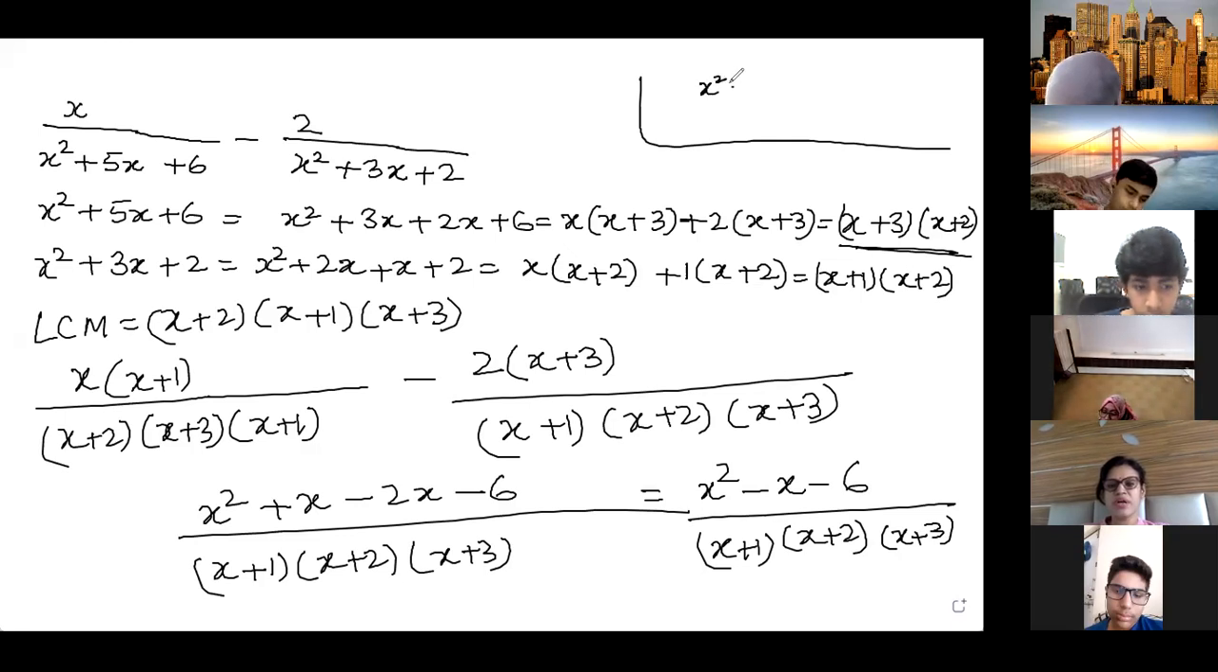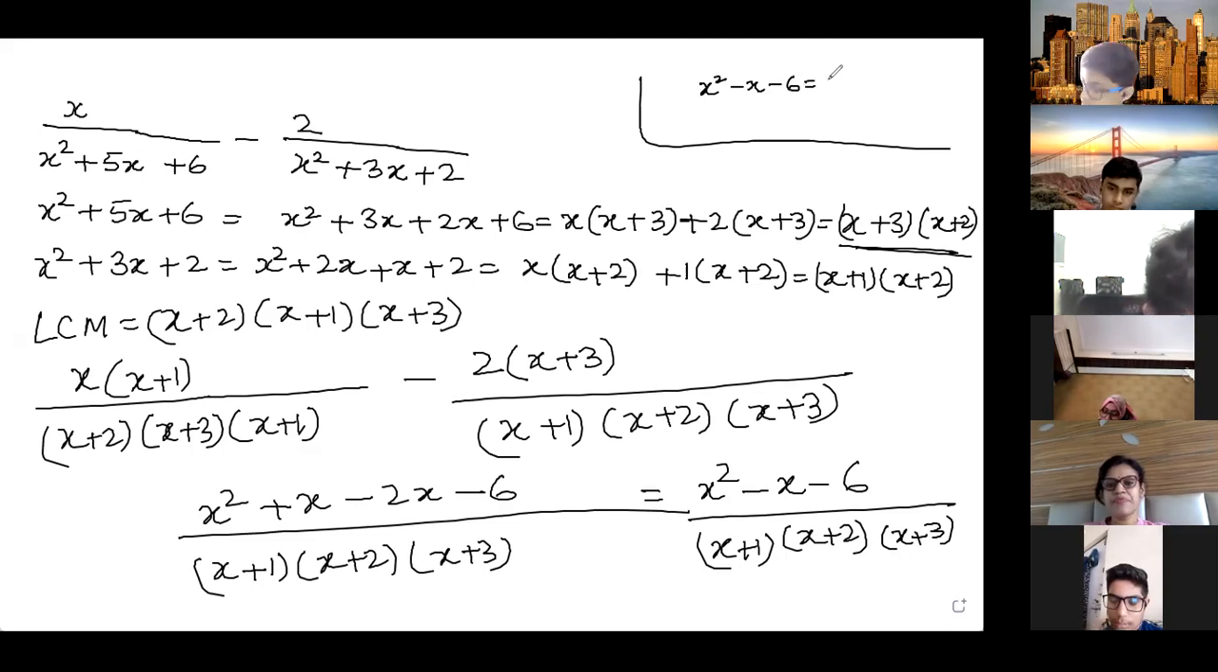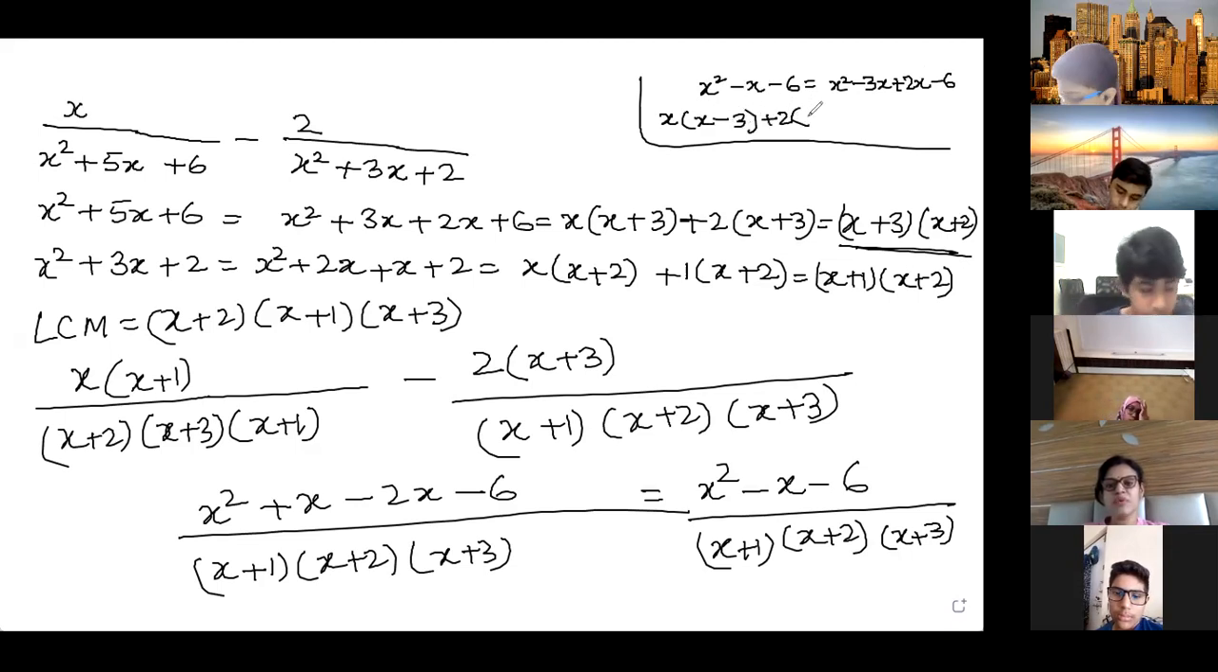So x square minus x minus 6. Plus 3x minus 2x. It is minus 3x, because there is a minus sign, so it is minus 3x and plus 2x, and minus 6. So x common, x minus 3, and plus 2 common, x minus 3. So the answer is x minus 3 and x plus 2. Okay, x minus 3 and x plus 2.